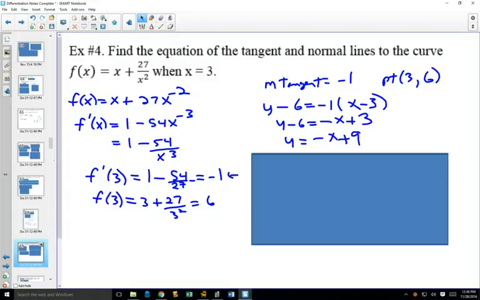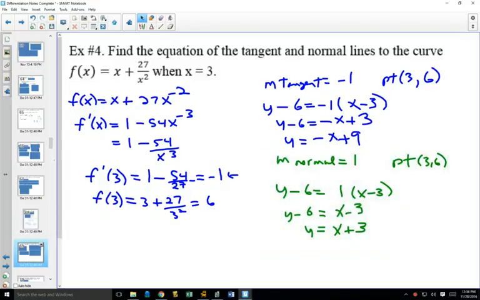If we want to find our equation of our normal line, the slope is going to be the negative reciprocal, so the slope is going to be 1. The point is going to stay the same, and we can find that equation as well.